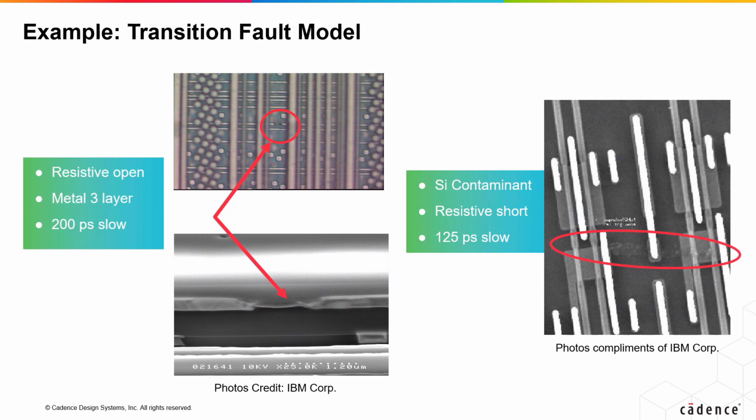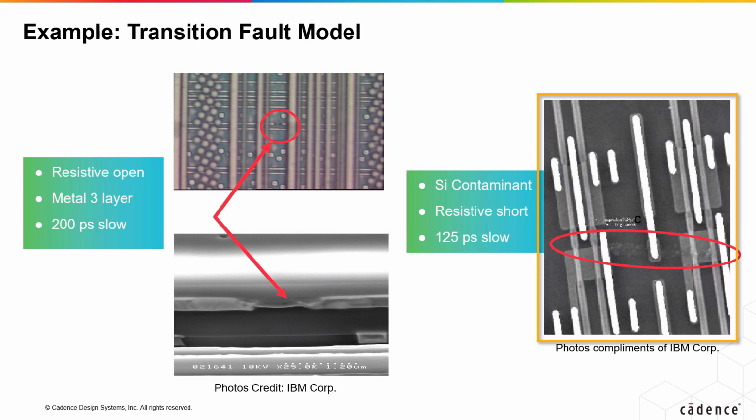Here are some examples of defects that cause transition fault behavior. First, in the upper photograph, you can see that there is an apparent gap in one of the horizontal traces, yet this passes static tests. When the chip is sliced through the gap, shown in the lower photograph, we can see that there is a thin conductive layer that creates a resistive open. The defect causes the input driven by this net to exhibit a slow transition, but not very slow.